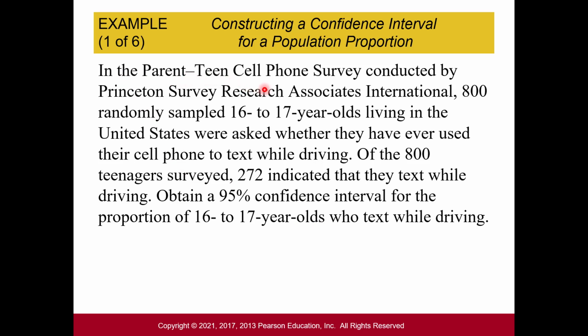In the parent-teen cell phone survey conducted by Princeton Survey Research Associates International, 800 randomly sampled 16 to 17-year-olds living in the U.S. were asked whether they have ever used their cell phone to text while driving. Of the 800 teenagers surveyed, 272 said that they did. Obtain a 95% confidence interval for the proportion of 16 to 17-year-olds who text while driving.